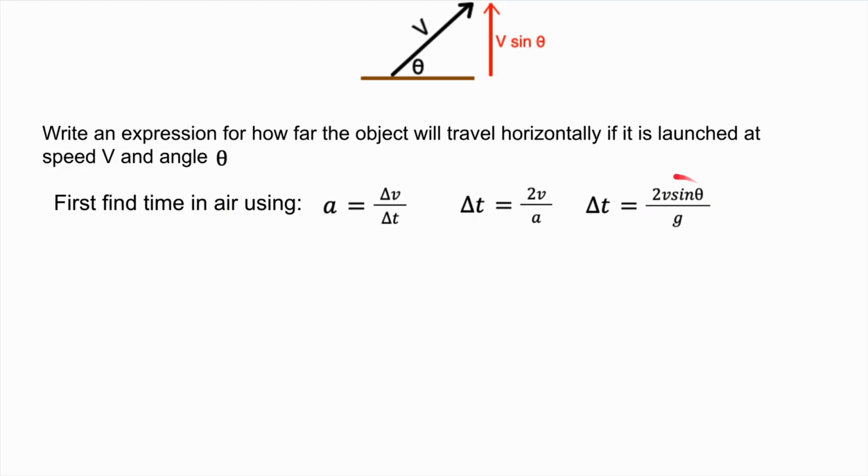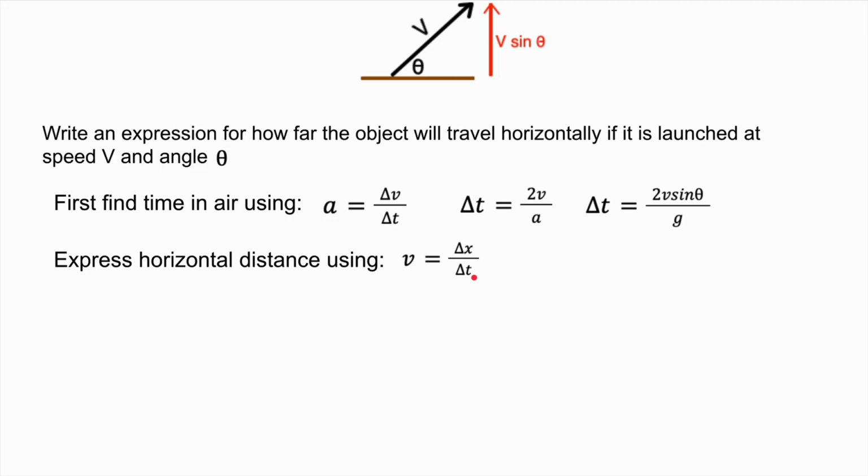So it's in the air for 2v sine theta over g. So now I know how long it's in the air. Great. Now I want to express the horizontal distance it's going to travel. Now keep in mind, it's not going to accelerate horizontally. That's one of the key ideas about two-dimensional kinematics. And this is the one equation that you can use for things that are not accelerating.